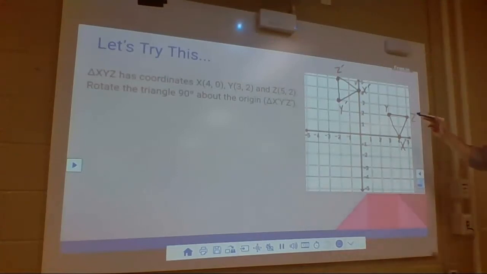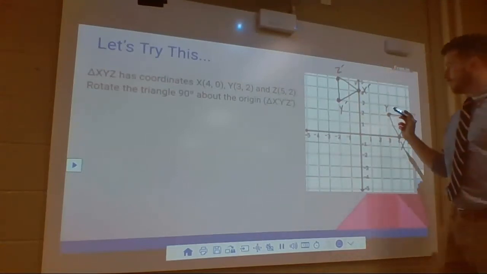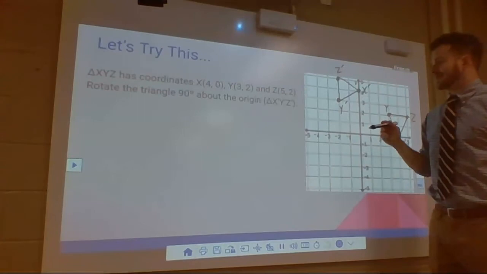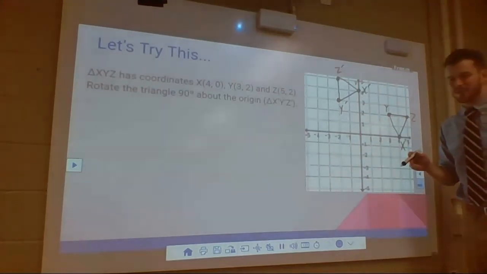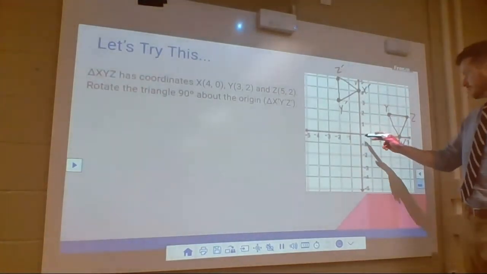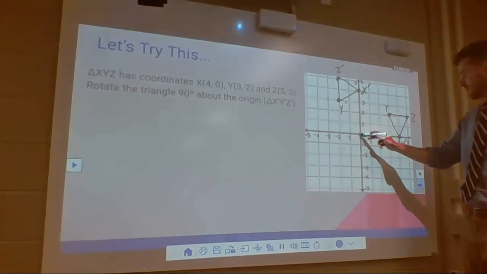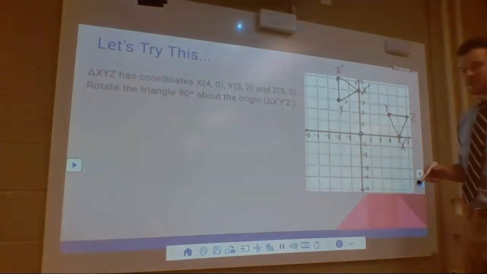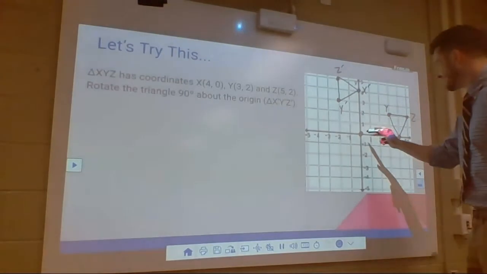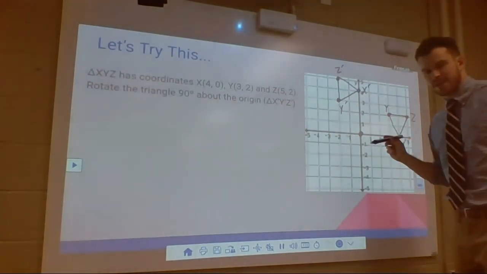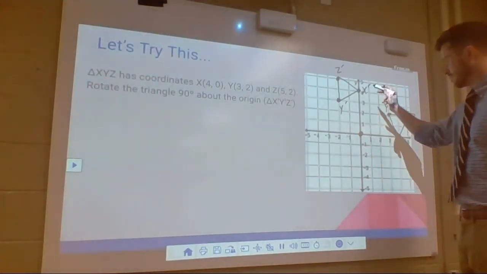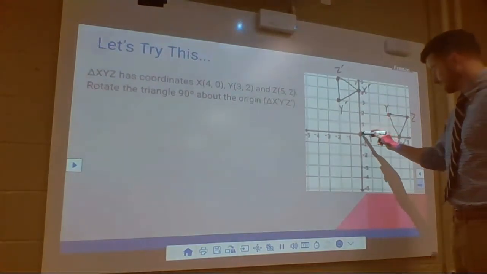Now we have rotated this figure 90 degrees. Now, what is the center of rotation? Well, the center of rotation is right here, the origin. And something I didn't mention earlier is that each of these points is going to be the same exact distance from the origin, from the center of rotation.